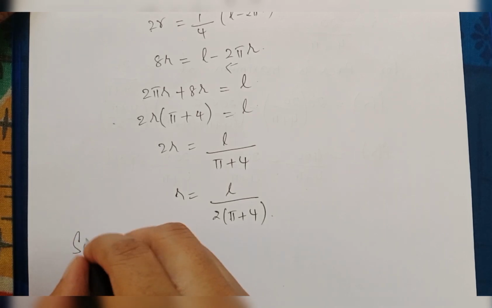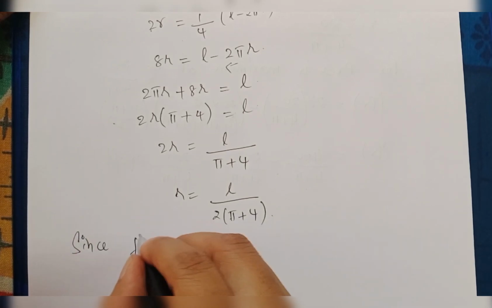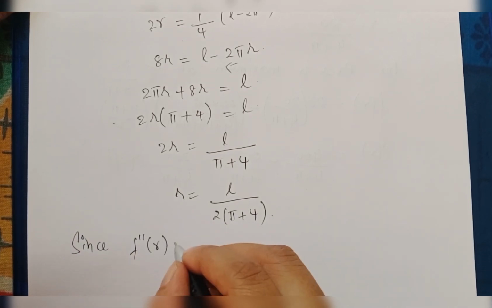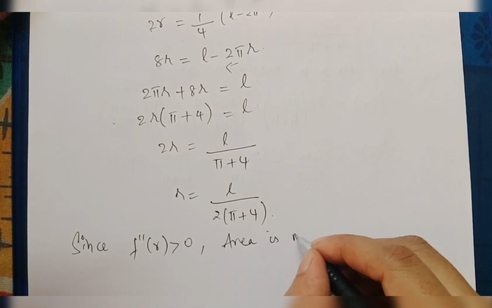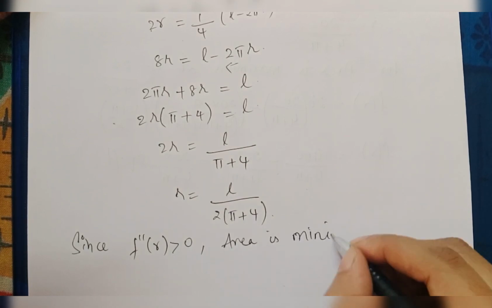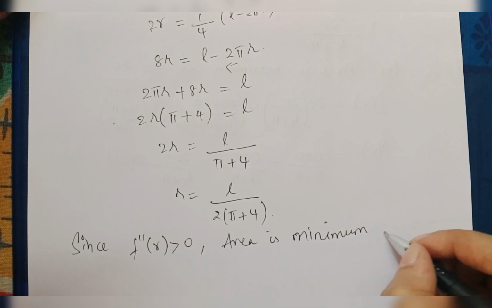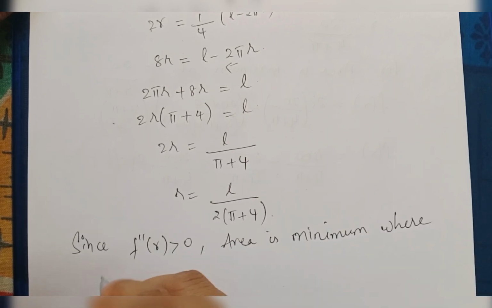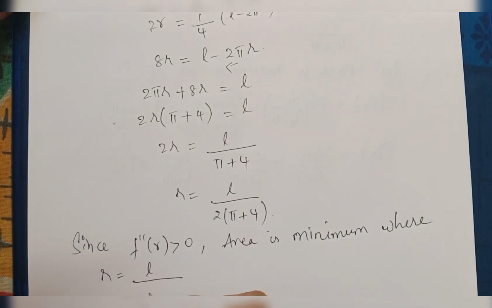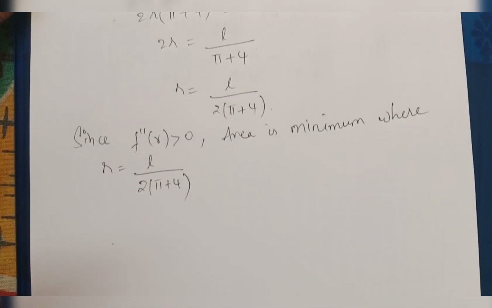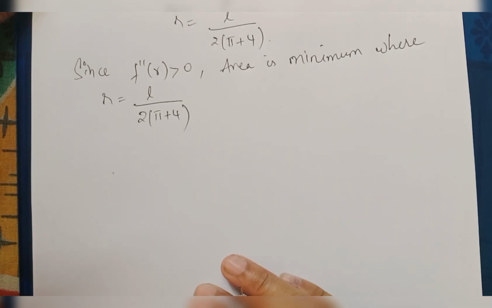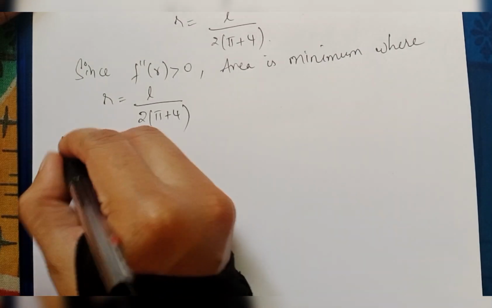Since we already got that f double dash of r is greater than 0, the area is minimum where r is equal to L by 2 into (pi plus 4). Now we have to get the values of the sides of the square and the radius of the circle. So the length of the pieces.